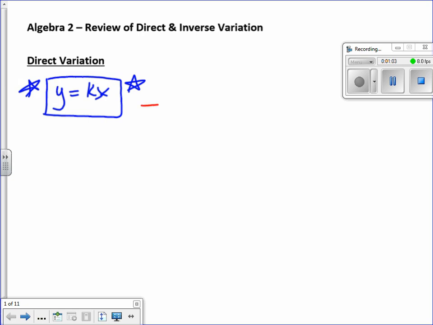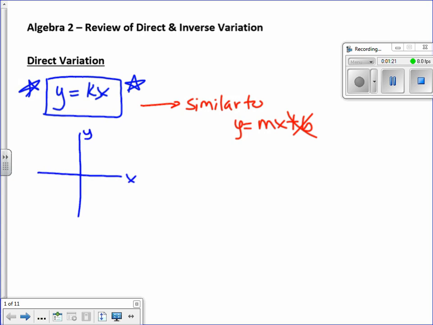You should recognize this is similar to y equals mx plus b, the equation of a line, but the b part's gone. If the b part's gone, that means we always start at 0. So if you were to graph a direct variation, you would always expect it to go right through the origin, and it just has some slope. If it has a positive slope, maybe it looks like a line like this. If it has a negative slope, maybe the line looks like that, but it goes right through the origin. When the x increases, the y increases. When the x decreases, the y decreases.